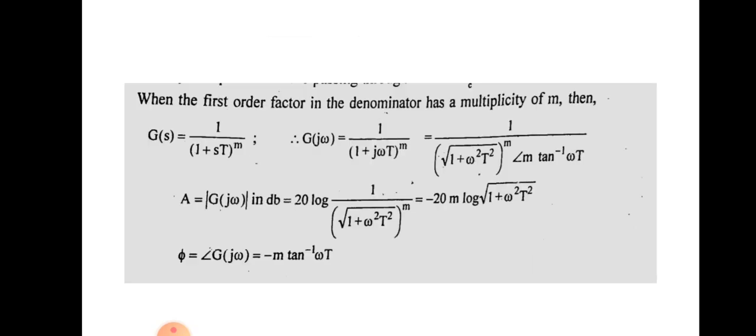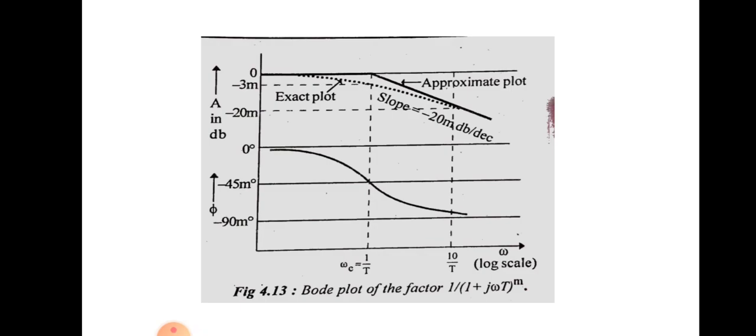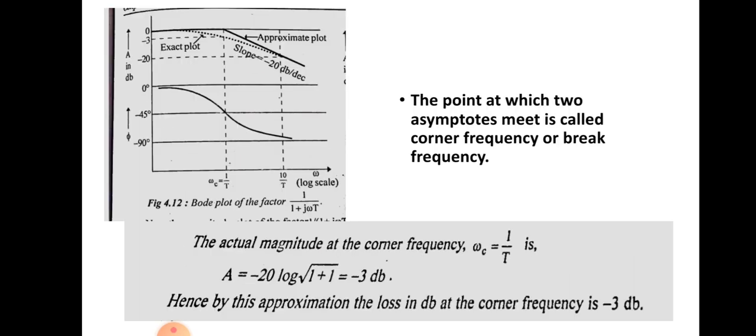Similarly, in the next case, when we are taking a multiplication term, then we will get a graph like this. Here there is a difference. Instead of minus 45 degree, minus 45 into m degree comes, and minus 90 into m degree comes. So the graph will look like the previous graph, but there is an additional term of m, and the slope will be minus 20 m. In the previous case, the slope is only minus 20.